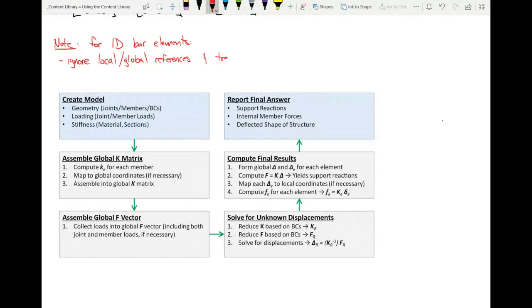and treat lowercase and uppercase terms identically. And the last thing is that for 1D bar elements, there are no member loads.